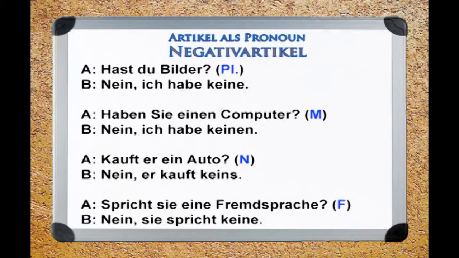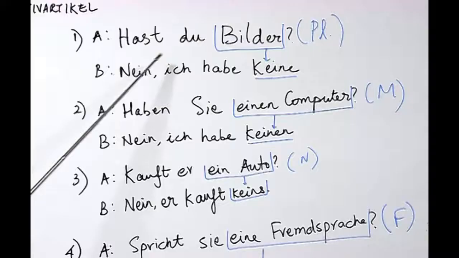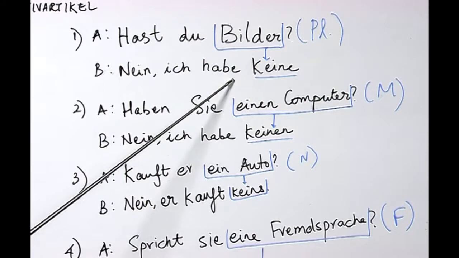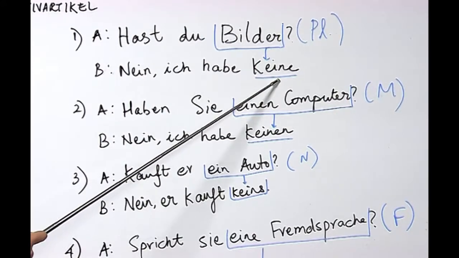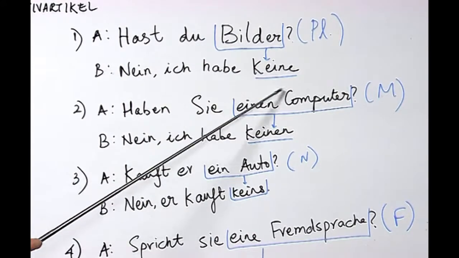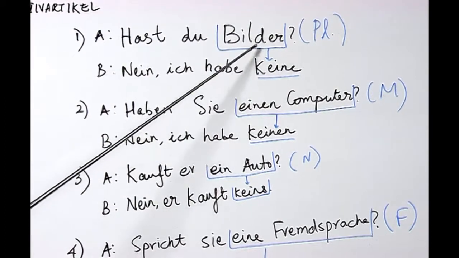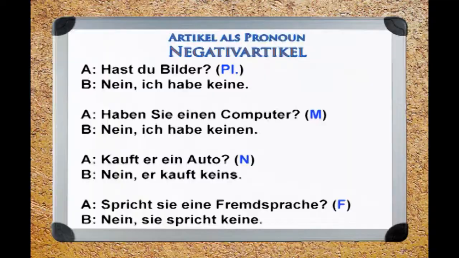Now, let us look at this sentence. Hast du Bilder? Bilder is the plural form of the noun Bild, which means pictures. Here the answer for this question is Nein, ich habe keine. As you know, the keine in plural here is the pronoun which is derived from the noun in plural, Bilder.